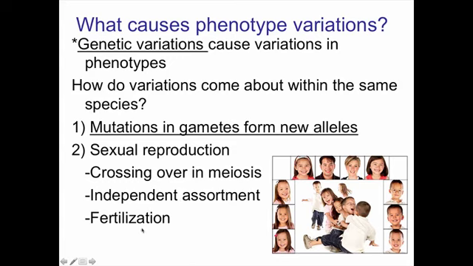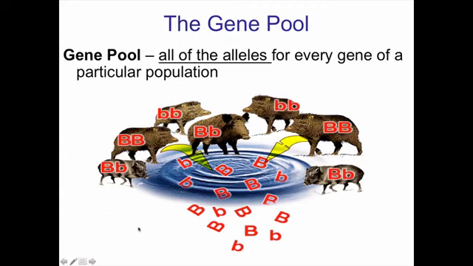And then fertilization, same thing. Since there are different gametes, different possible combinations from the male and the female, that leads to variation. So they're not all the same even within a family, unless it's identical twins. And identical twins, of course, that was 1 sperm, 1 egg, and that's different in that case.